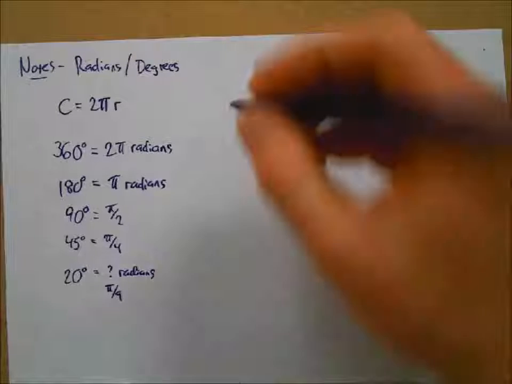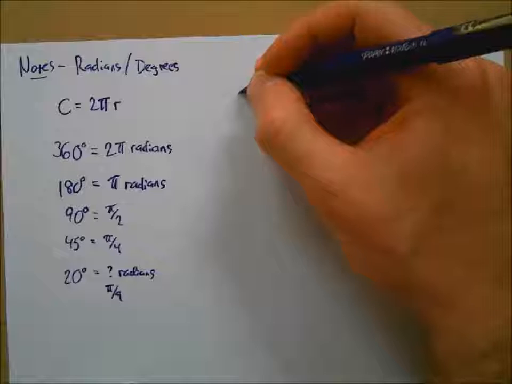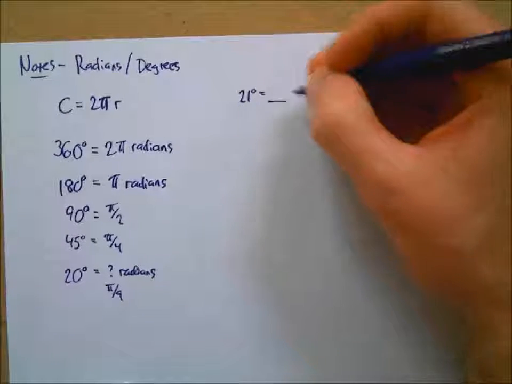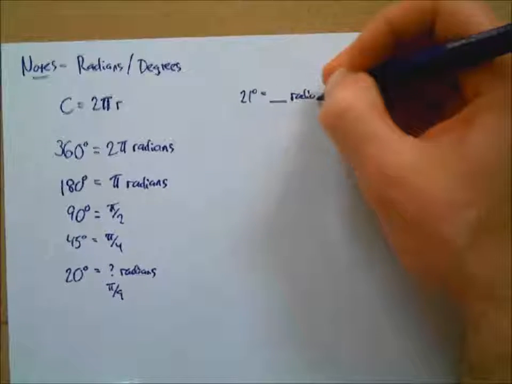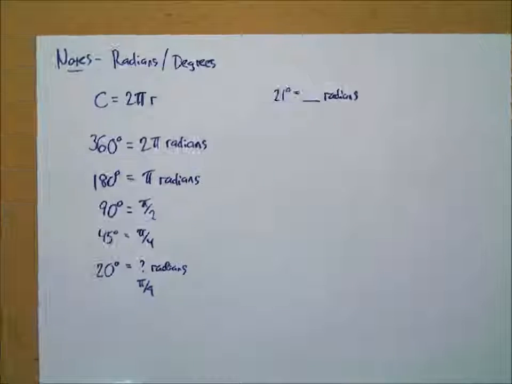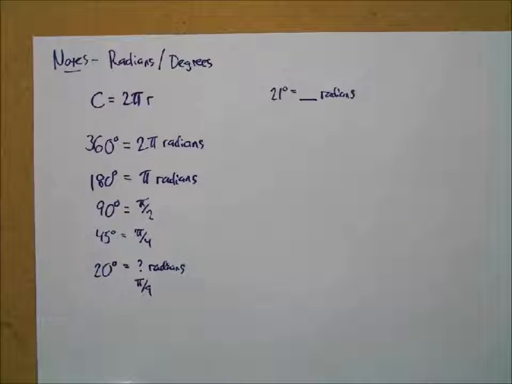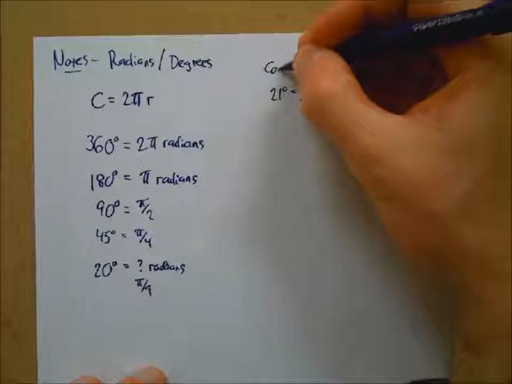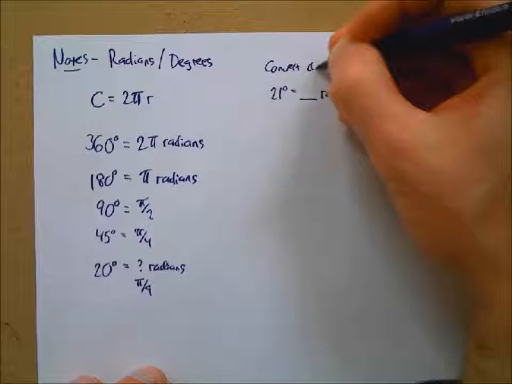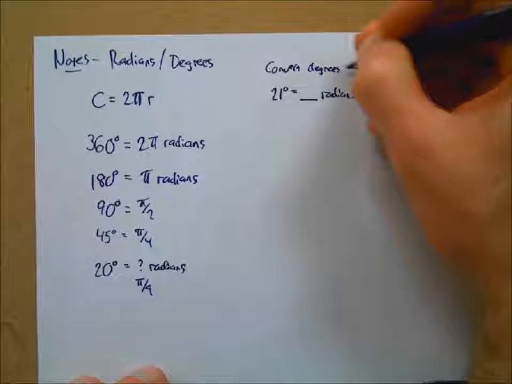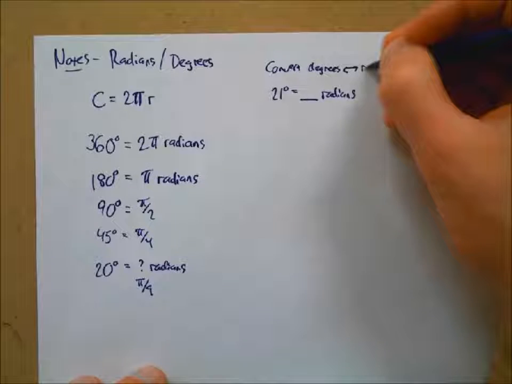For example, let's say we've got 21 degrees, and we want to know how many radians that is. Well, 21 degrees, that's not a nice fraction of any of those things. But the idea, the principle behind it is the same, or very similar at least. All right, and so that's what we're going to do here. We're going to convert from degrees to radians, but also back too, from radians to degrees as well. We want to be comfortable with that.